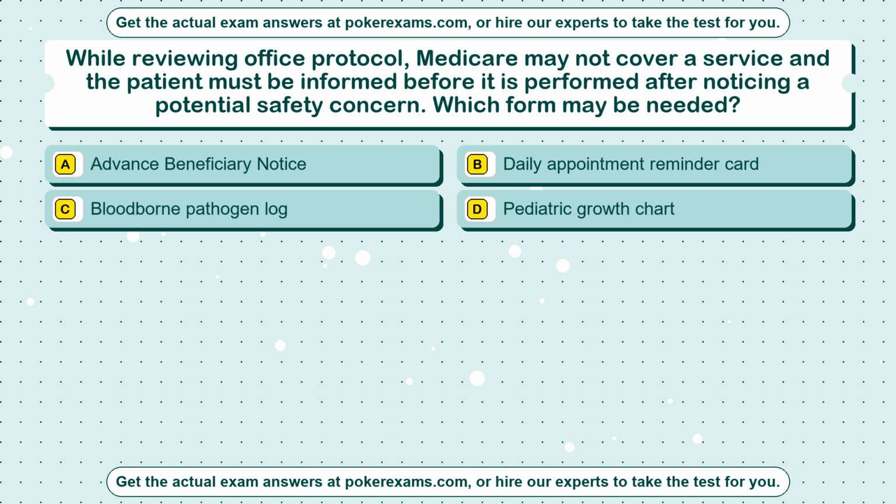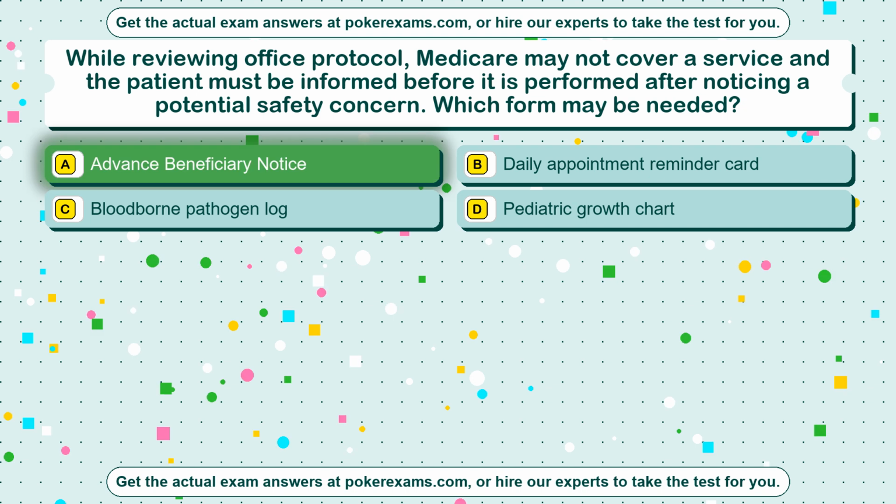Option A, Advance Beneficiary Notice. Option B, Daily Appointment Reminder Card. Option C, Bloodborne Pathogen Log. Option D, Pediatric Growth Chart. The correct answer is option A, Advance Beneficiary Notice.